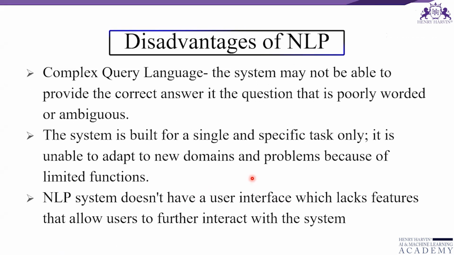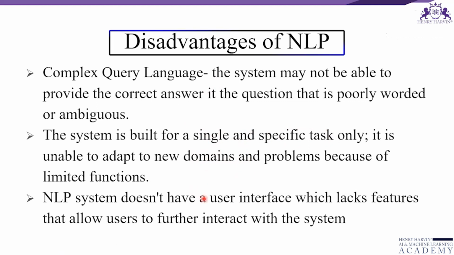So what are the disadvantages of NLP? With a complex query language, the system may not be able to provide the correct answer to a question that is poorly worded or ambiguous. If there are any ambiguities, the system may not be able to understand. And it is built for a single, specific task only, so it is unable to adapt to new domains and problems because of its limited functions.